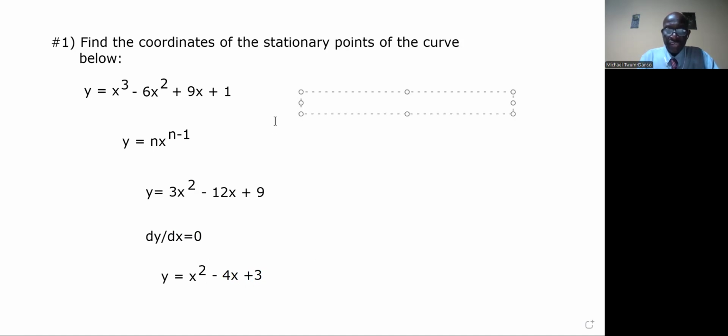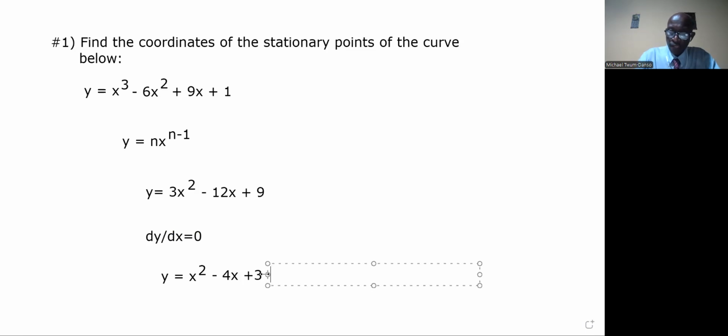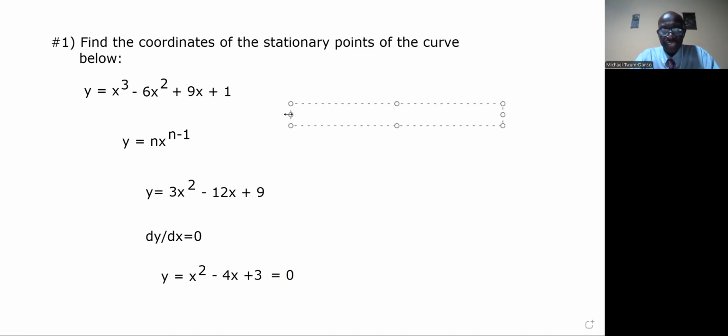This is a quadratic equation. We're going to find the factors of this quadratic equation. So this should be equal to 0. So we're going to find the factors of this quadratic equation, x squared minus 4x plus 3.